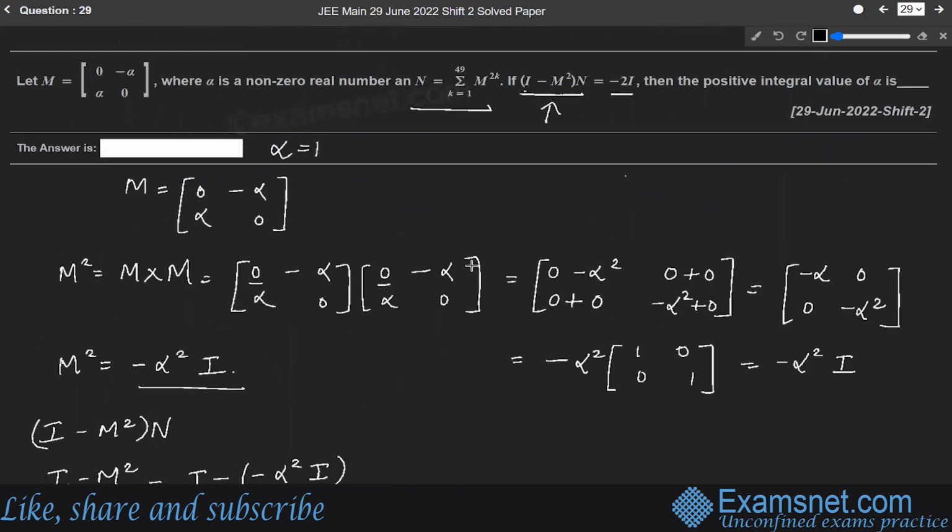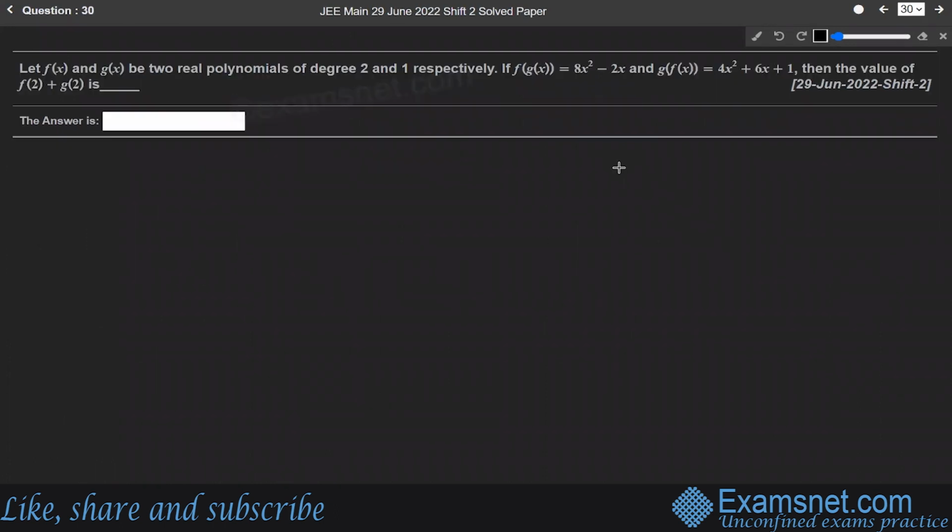I hope you are clear with this question. Moving on to the next question. The question is, let f of x and g of x be two real polynomials of degree 2 and 1 respectively. If f of g of x is equal to 8x square minus 2x and g of f of x is equal to 4x square plus 6x plus 1, then the value of f of 2 plus g of 2 is. So it is a very interesting question.